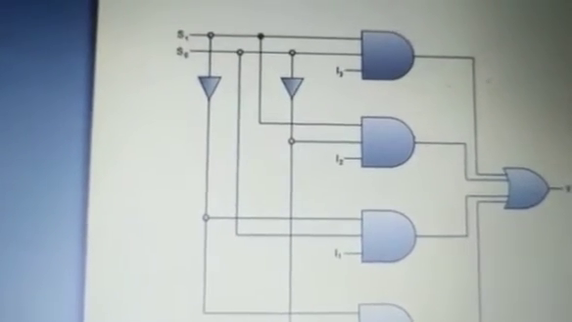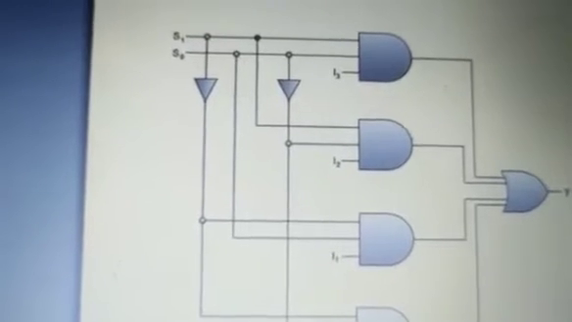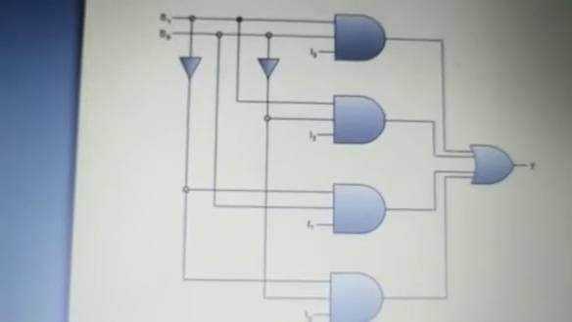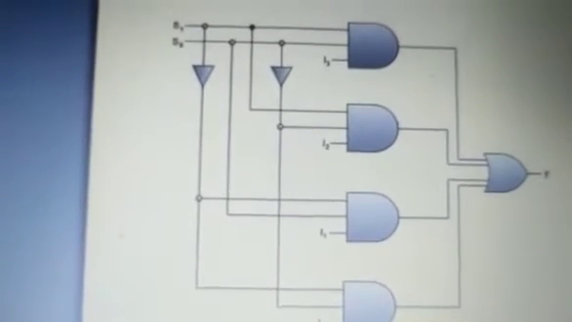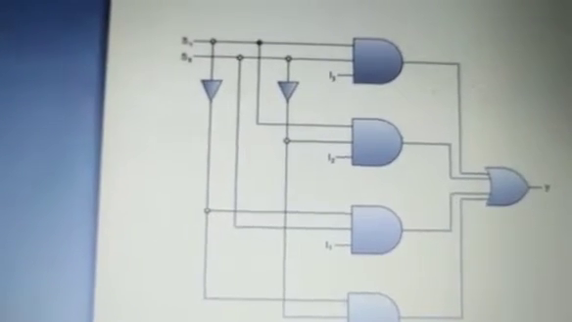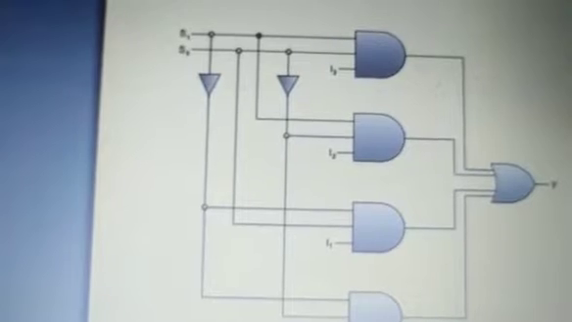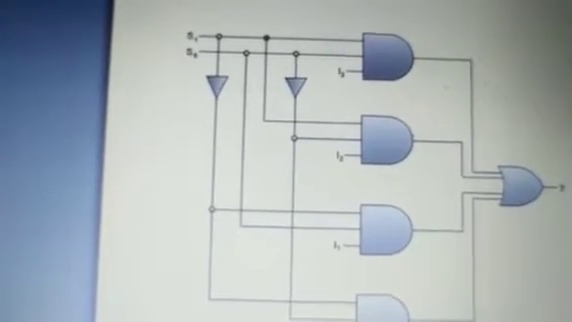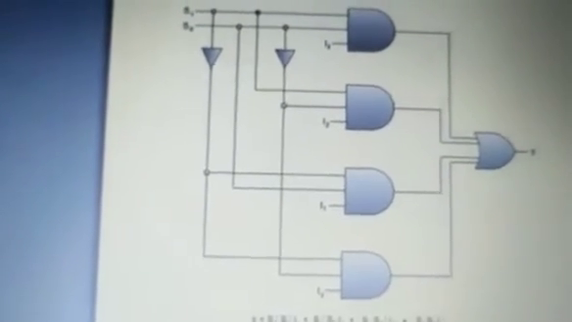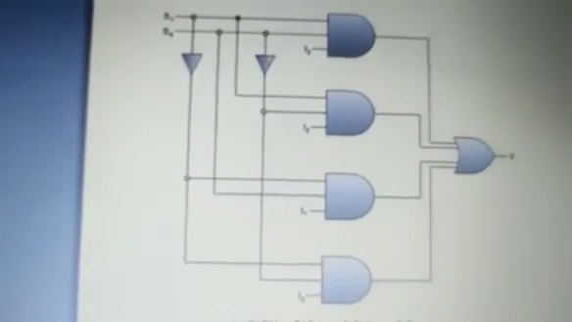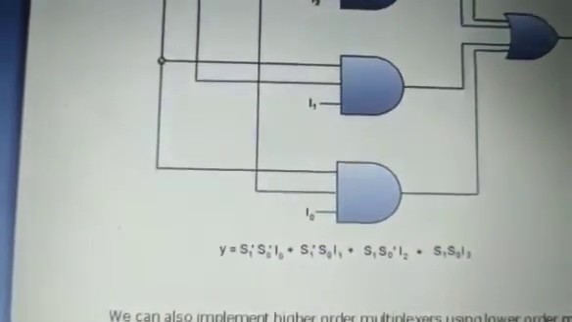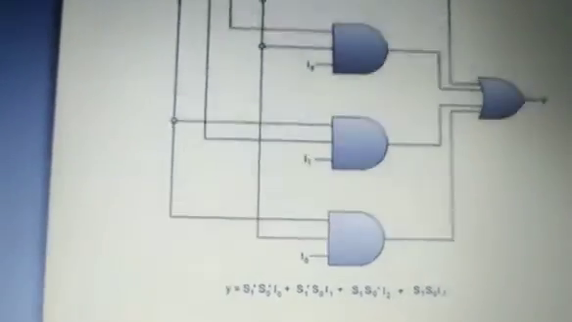For I2 what are we getting? S1 is 1, but for S0 we are getting the bar value, from the NOT gate, so it is getting the input I2. For I1, S0 is directly going on, but S1 is in the bar form. For I0, both the cases are S0 bar and S1 bar, both are going. So this is the final output Boolean expression.